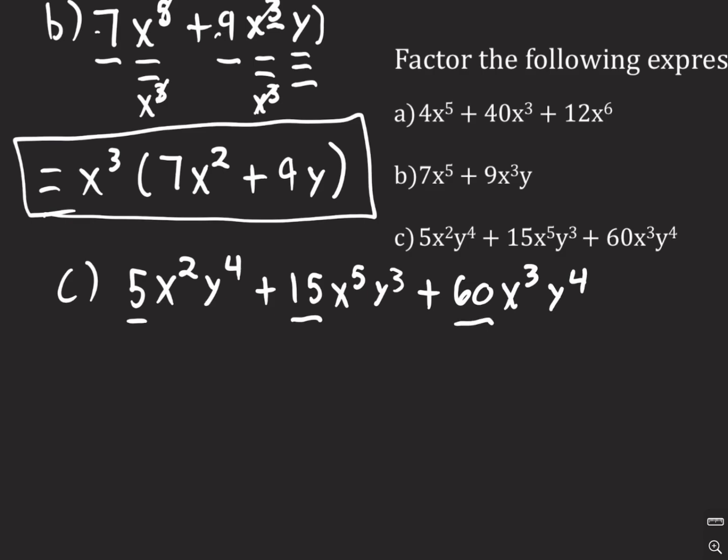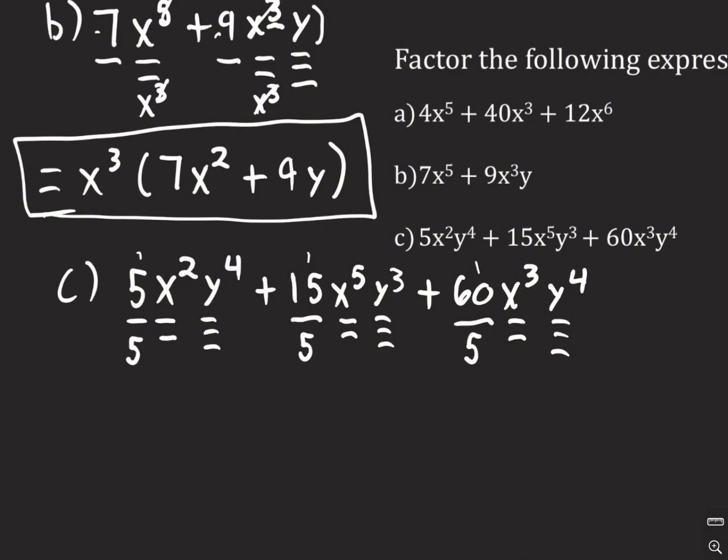We've got our numbers 5, 15, and 60. Now our x terms here, I'm going to do 2 underlines. Okay, and our y terms, I'm going to do 3 underlines. So there's all our like terms there. So let's start with our numbers. Well, 5, 15, and 60, what number can we divide all those by? So take a second and pause and try to figure this one out before we continue. So 5, 15, and 60, well, we can divide all those by 5.